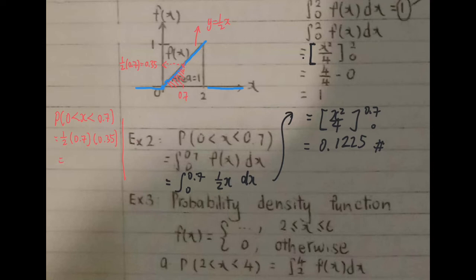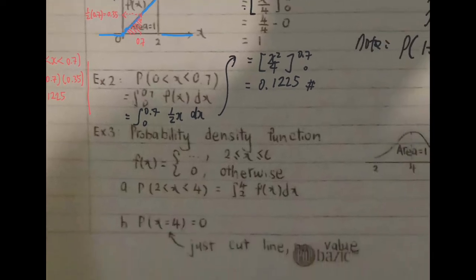Without integration, you see. But of course, this is only for a straight line. If the graph is curved, you must use integration. If it's a straight line, then you can use a shortcut. Just find the area of the triangle. You see, we get the same answer as just now when we used integration. Okay, same answer. Now let's see example 3.